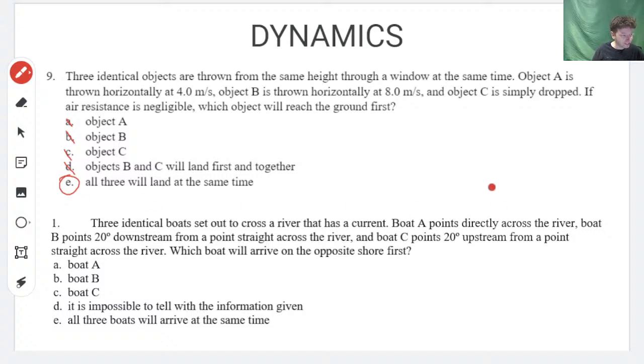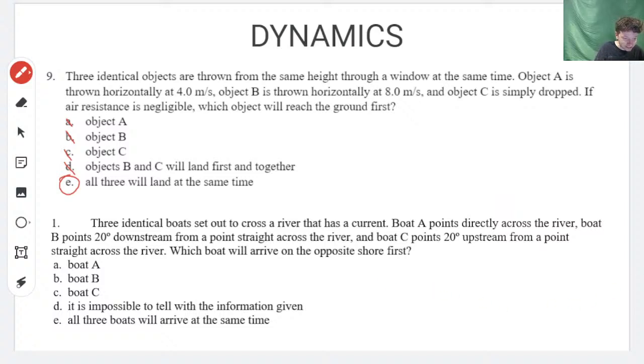All right, next question. I pulled them from different tests and exams. 3 identical boats set out to cross a river that has a current. Boat A points directly across the river. Boat B points downstream at some angle. And boat C points upstream at some angle. Which boat will arrive at the opposite side first?